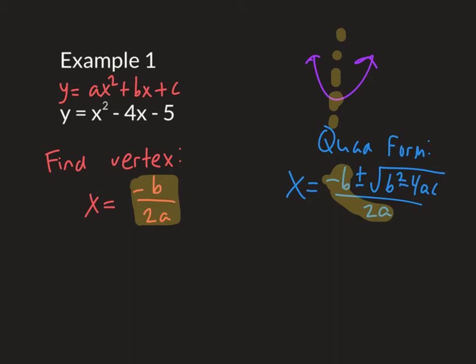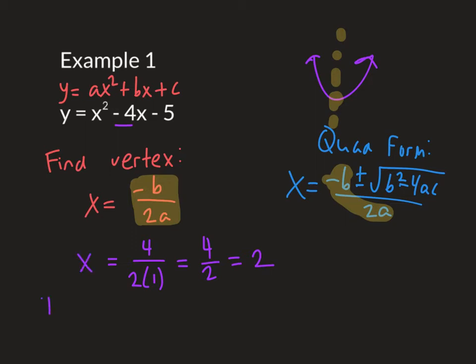So let's just do that for this example. The opposite of b over 2a: in our problem, the b value up here is negative 4, so the opposite is positive 4 over 2 times the a value. The a value is 1. So this is, of course, 4 over 2, which does reduce to 2. So we know the x-coordinate of our vertex is 2.